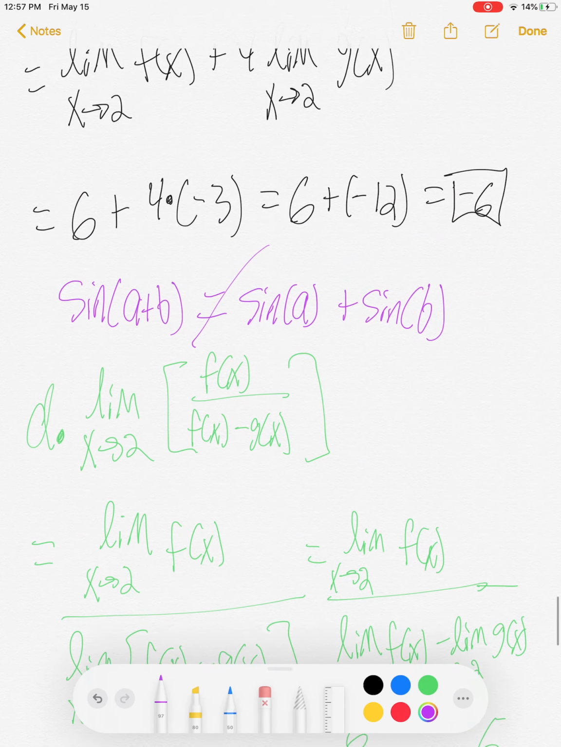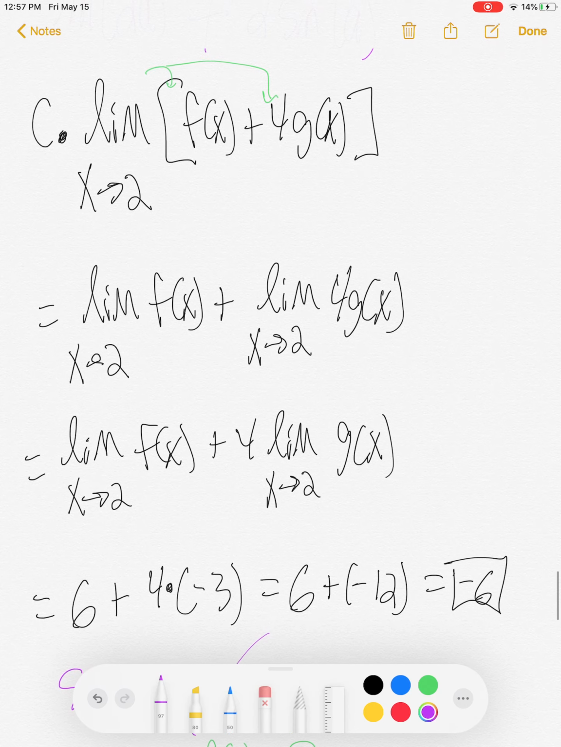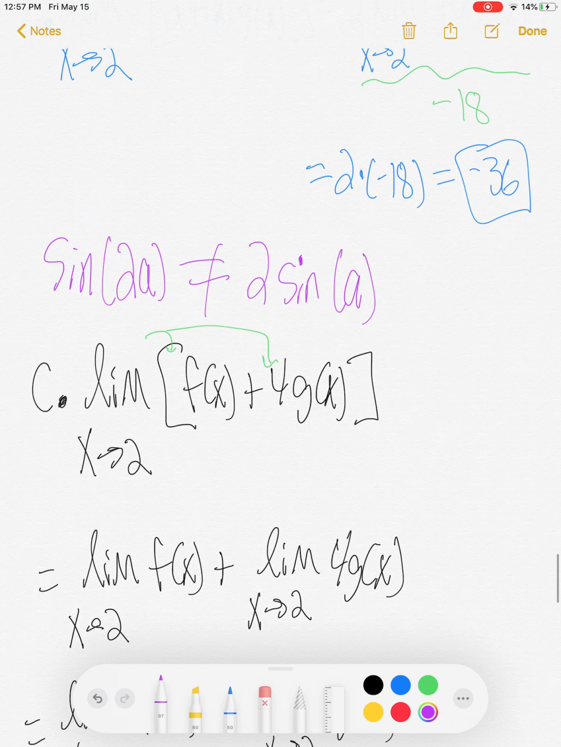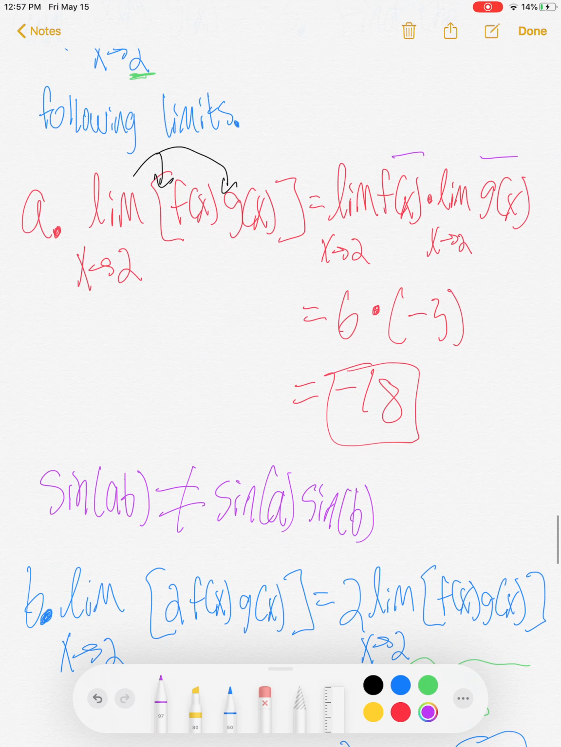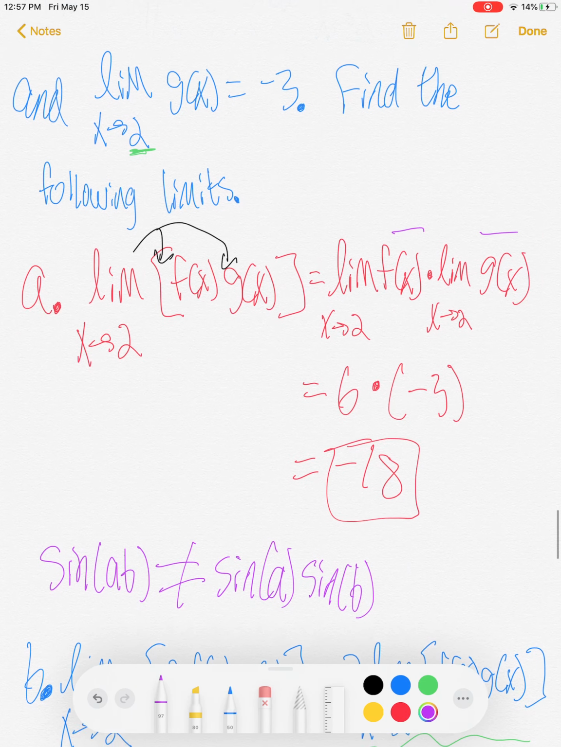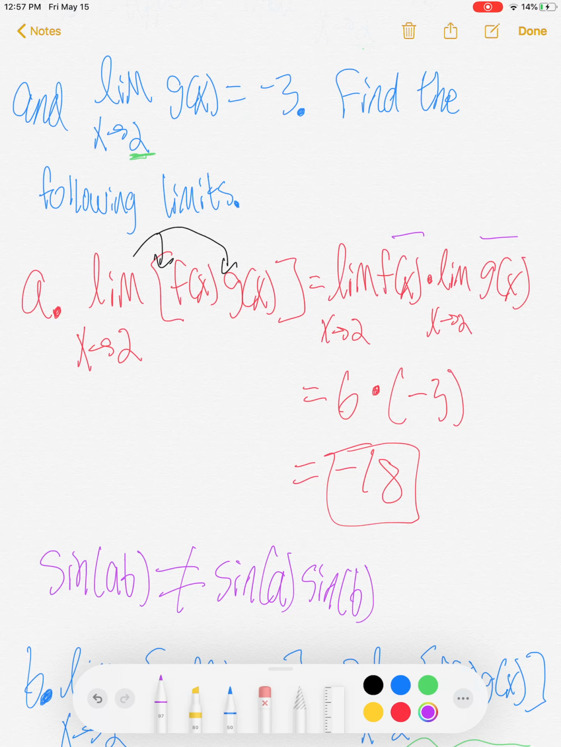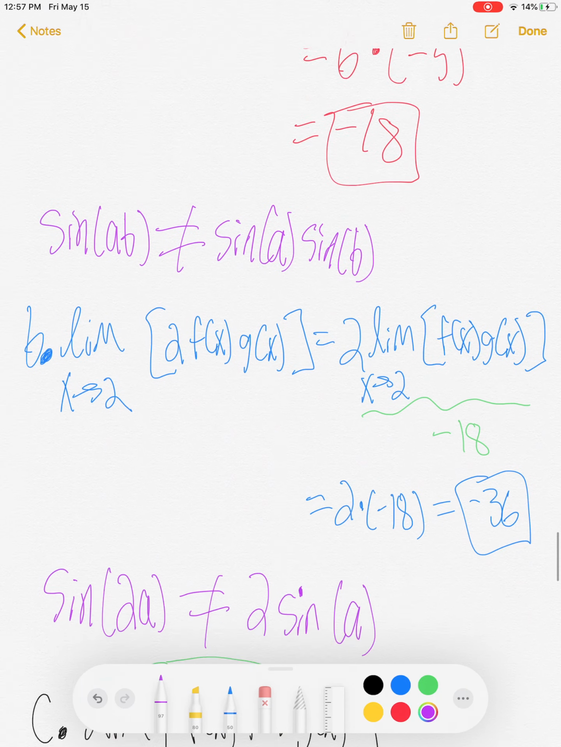Okay, so basically the point here of part C, of this problem, problem 21, is that limits behave exactly as you would like and hope them to in terms of algebraic operations.